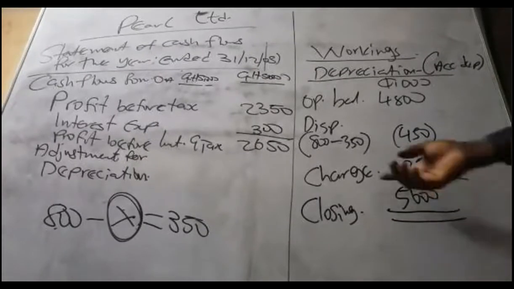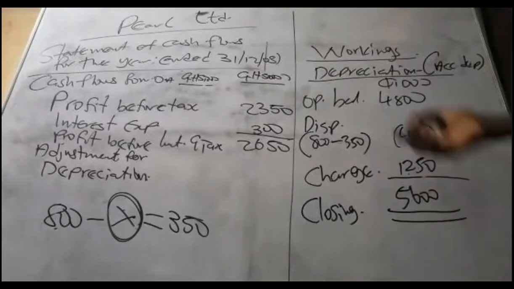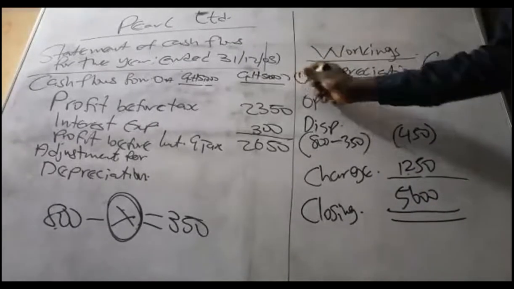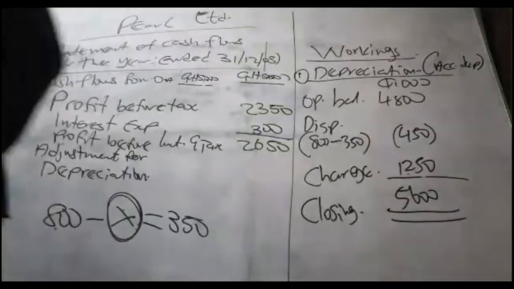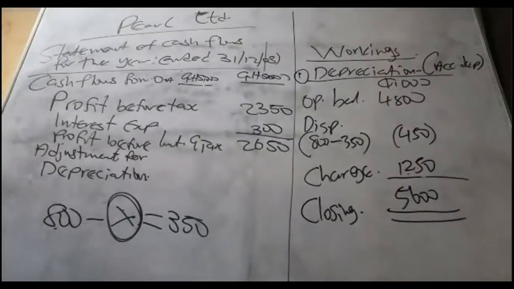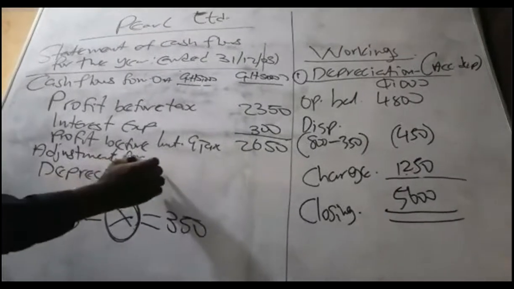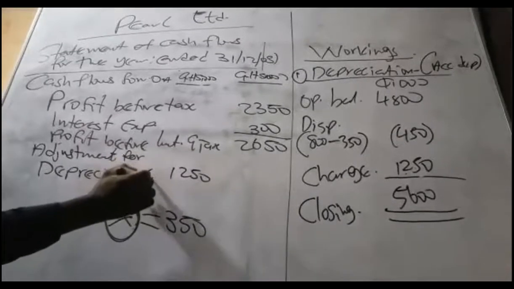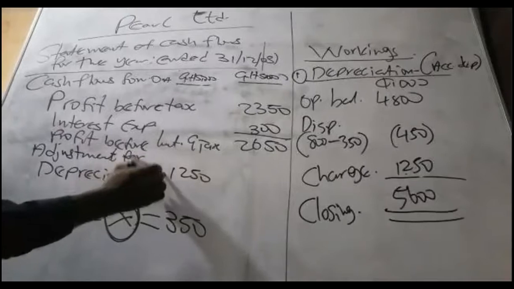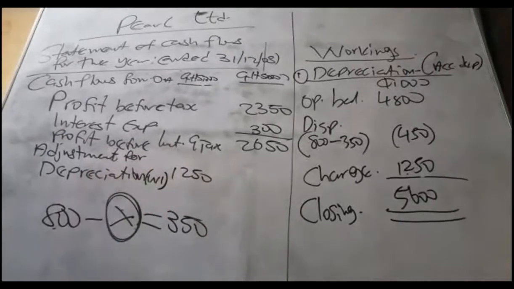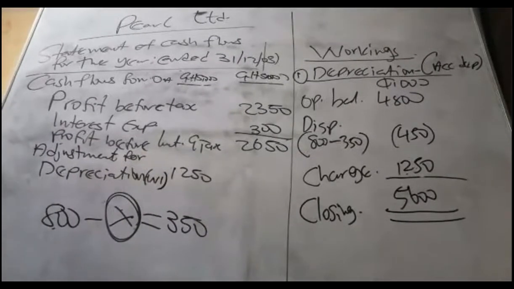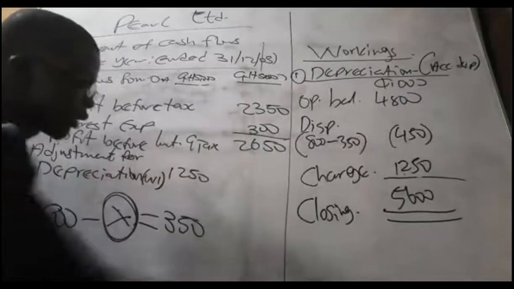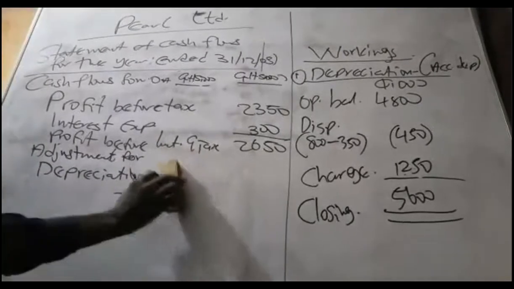That's reference number one. So let's go to the adjustments. Record here 1,250, and tell the examiner to go to reference number one, she will find it there. Okay, so basically that is it. Then we are done with that.